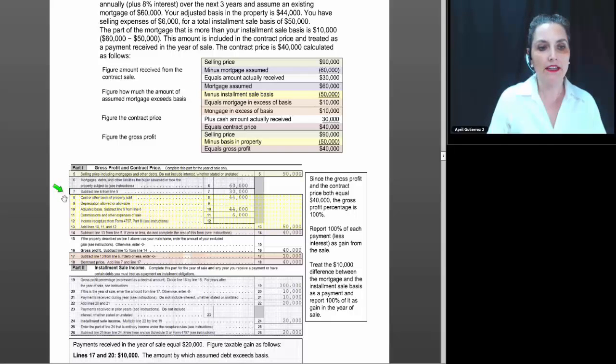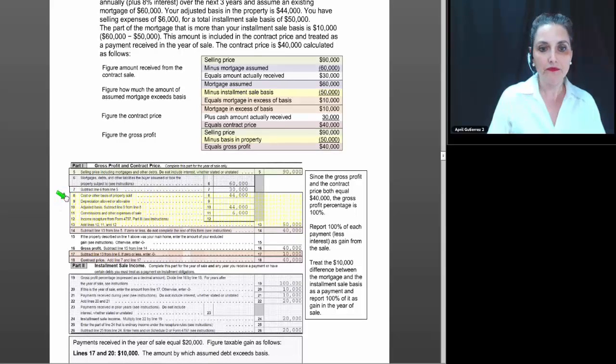Next, we look at line 8 of the form, which shows the original cost basis. And to that, we add the commissions. So when we're finished figuring the basis, we end up with $50,000. So the mortgage assumed is $60,000. We subtract out the installment sale basis, and we've got mortgage in excess of basis equaling $10,000. And this $10,000 figure ends up getting carried down and is entered on line 17.